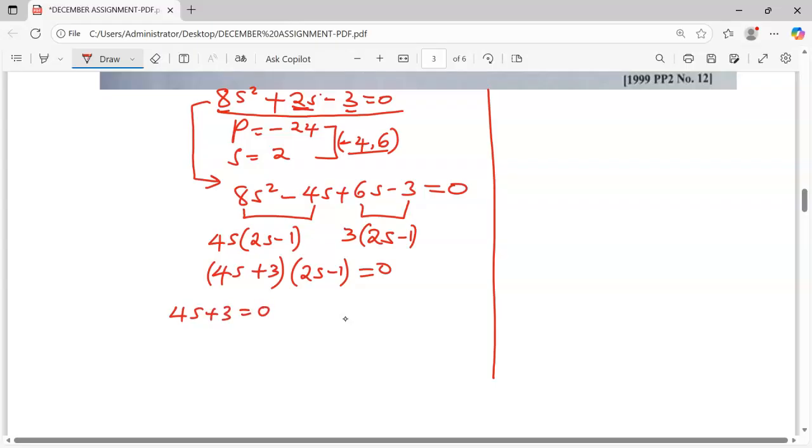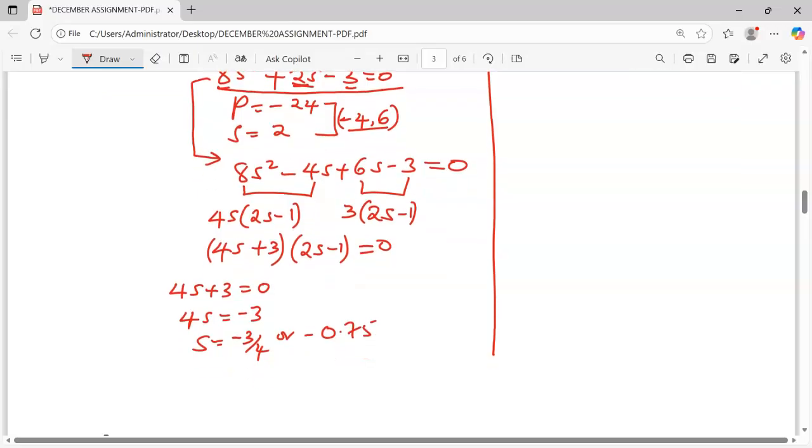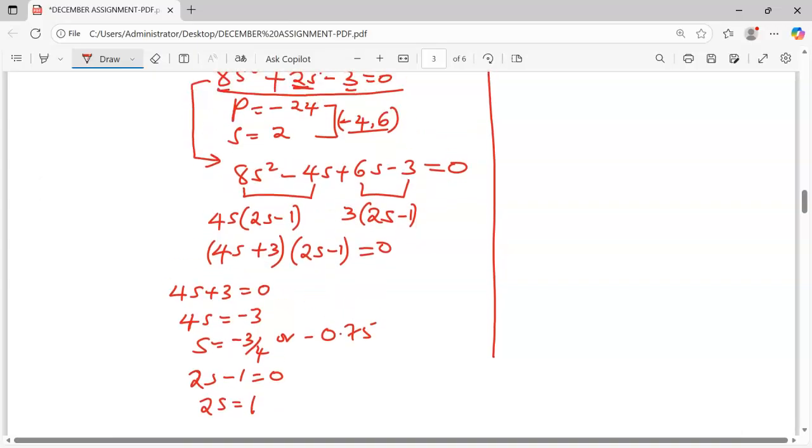If we move positive 3 to the other side of 0, 4s is going to be equal to negative 3. You divide by 4 on both sides, s is going to be negative 3 quarters, or negative 0.75 as a decimal. We also have 2s minus 1 being equal to 0. That means 2s will be equal to 1. If you divide both sides by 2, then the value of s will be half, or simply positive 0.5.